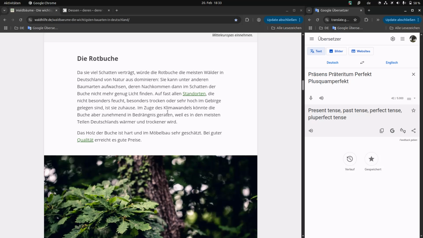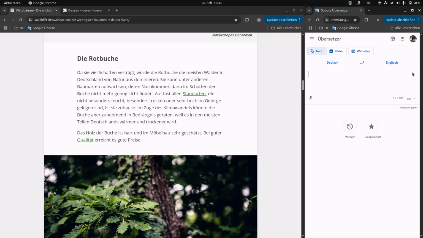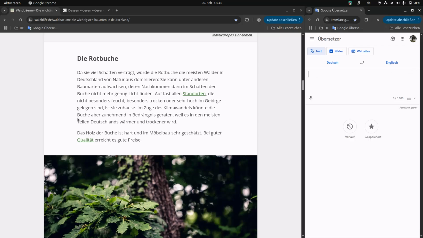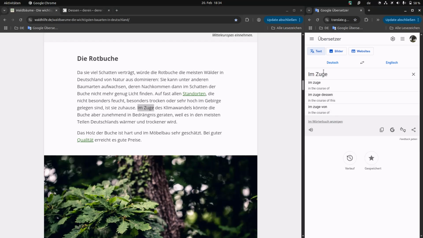Im Zuge des Klimawandels könnte die Buche aber zunehmend in Bedrängnis geraten, weil es in den meisten Teilen Deutschlands wärmer und trockener wird. Im Zuge, in the Zuge, not to be confused with Zug, which means train, but this can also mean like a move, for example in chess, and this is more relating to that, which is kind of a phrase. Im Zuge means in the course of, wait, what was Google saying? In the course of.